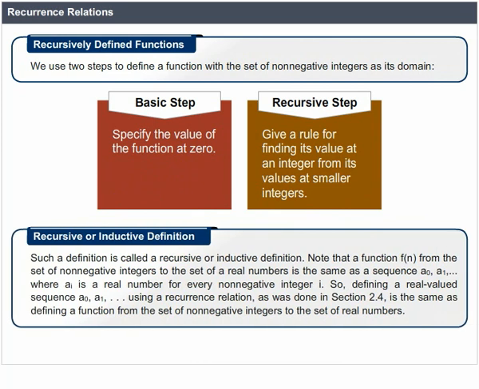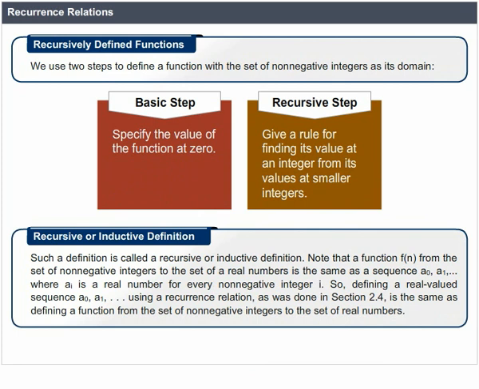Note that the function f of n from the set of non-negative integers to the set of real numbers is the same as the sequence a0, a1, etc., where ai is a real number for every non-negative integer i. So defining a real valued sequence a0, a1, etc. using a recurrence relation, as was done in section 2.4, is the same as defining a function from the set of non-negative integers to the set of real numbers.